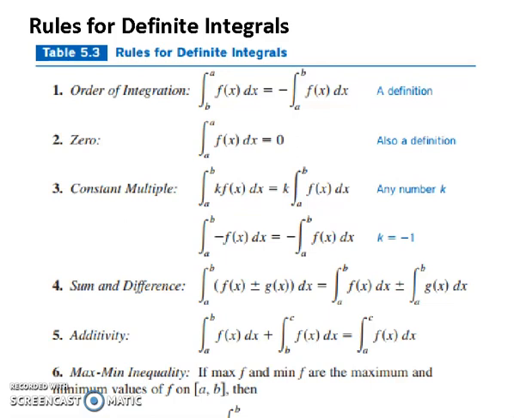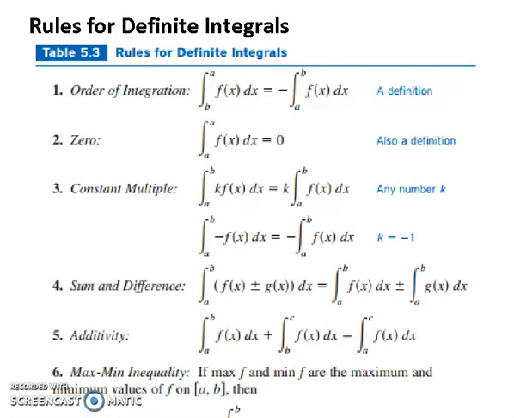And I'm going to talk through each of these. A lot of them kind of make logical sense if you think about it, but some of them we'll want to think about and make sure that we fully understand them. So the first rule is the order of integration. Notice that on the left-hand side of the equation we're integrating from b to a of a function, and on the right-hand side we're integrating from a to b the same function.